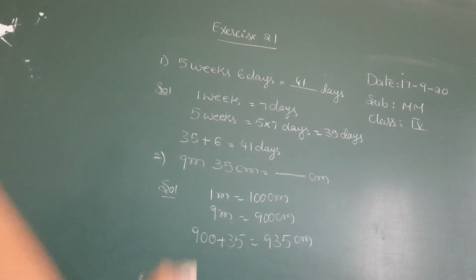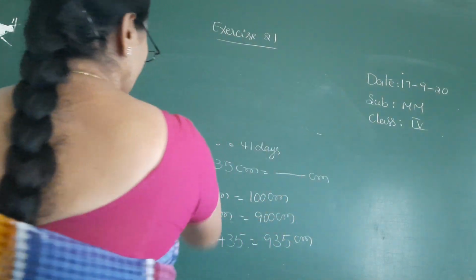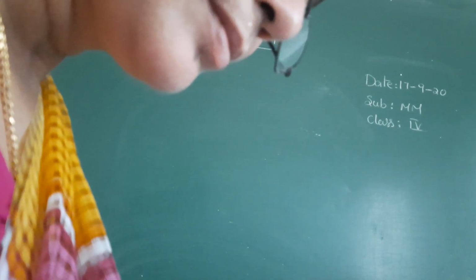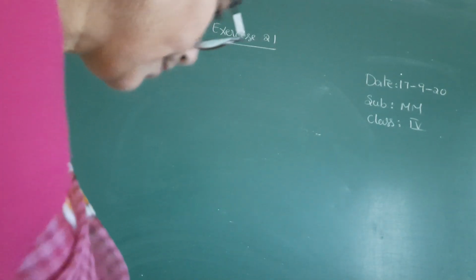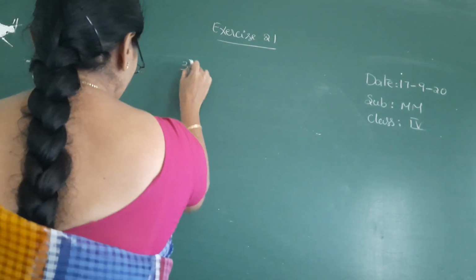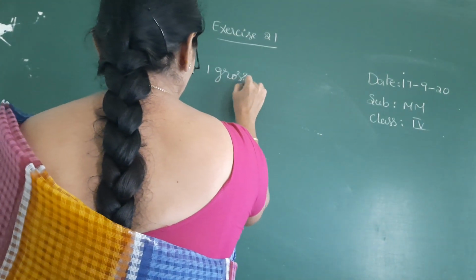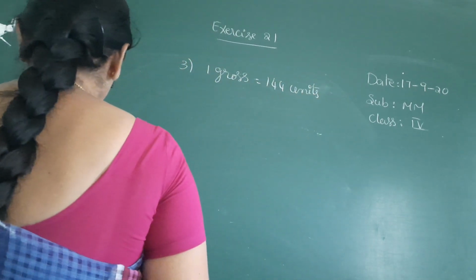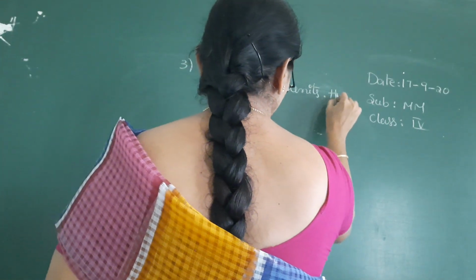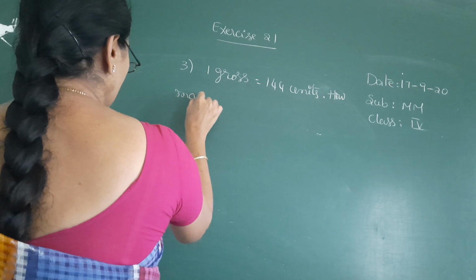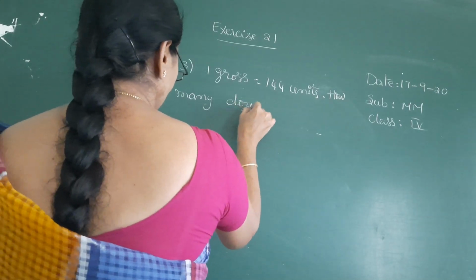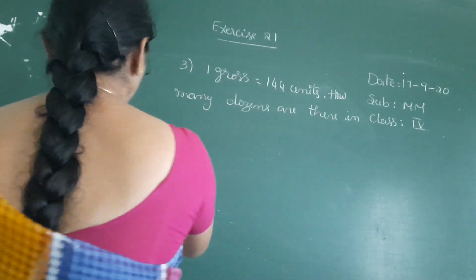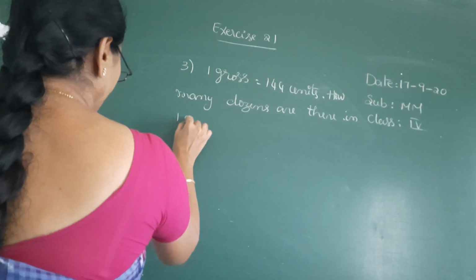See the next problem, third problem. One gross is equal to 144 units. How many dozens are there in one gross?